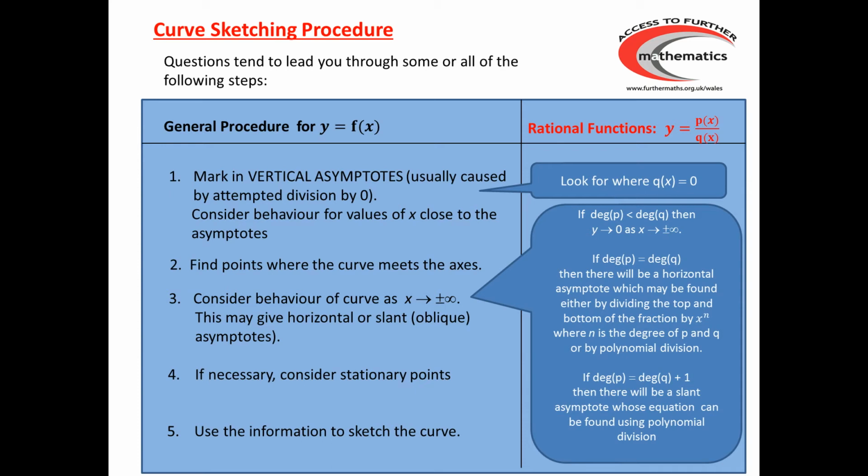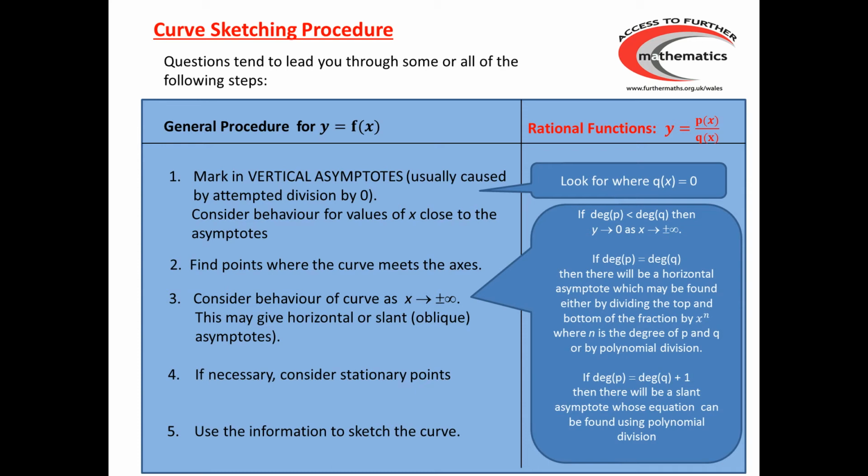If the degree of the numerator p of x of the rational function is less than the degree of the denominator of the rational function, then y will tend to 0 as x tends to plus or minus infinity. In other words, the x-axis will be an asymptote of the curve.